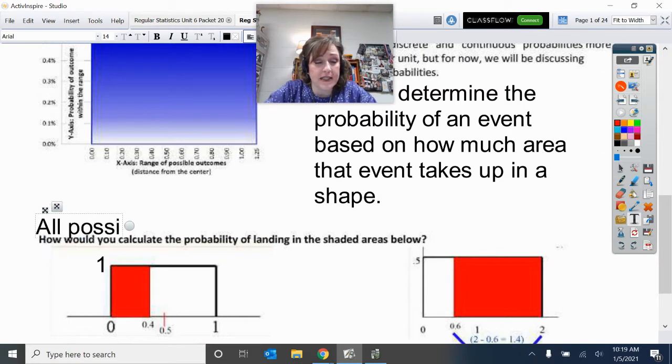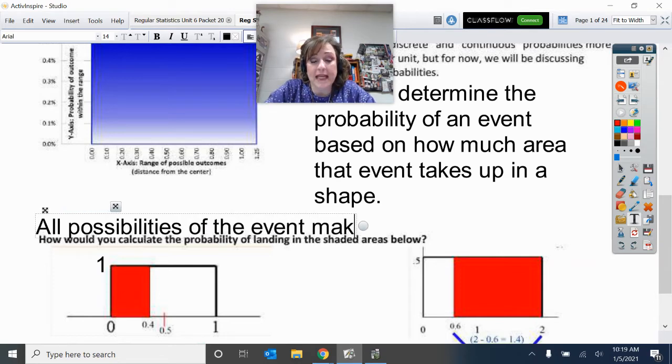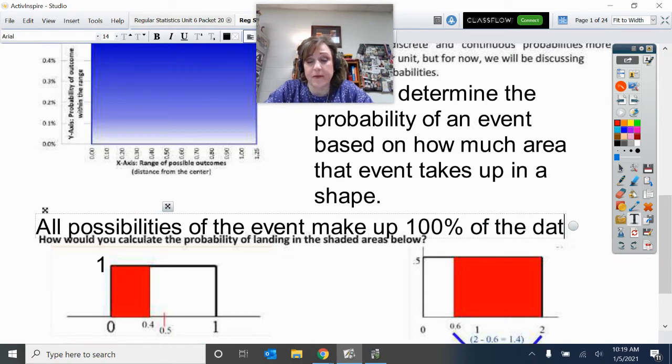All possibilities of the events make up 100% of the data. So 100% in an area is 1. So with this rectangle, length times width is 1. Okay? And so that's how I know that this had to be 1 high, because we had to have 1 times 1 giving me an area of 1.